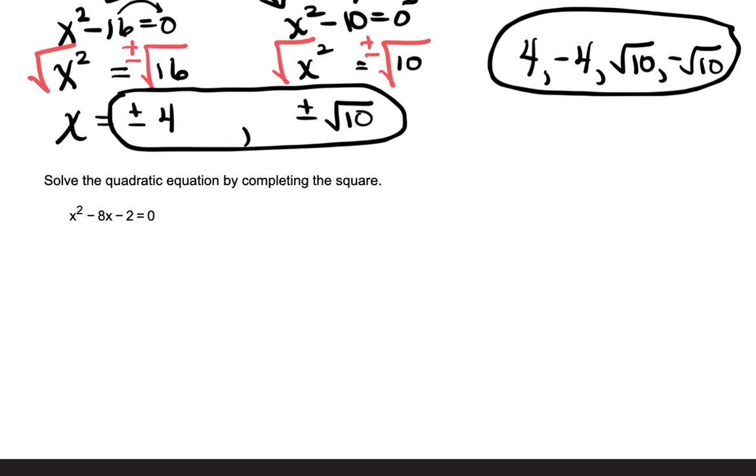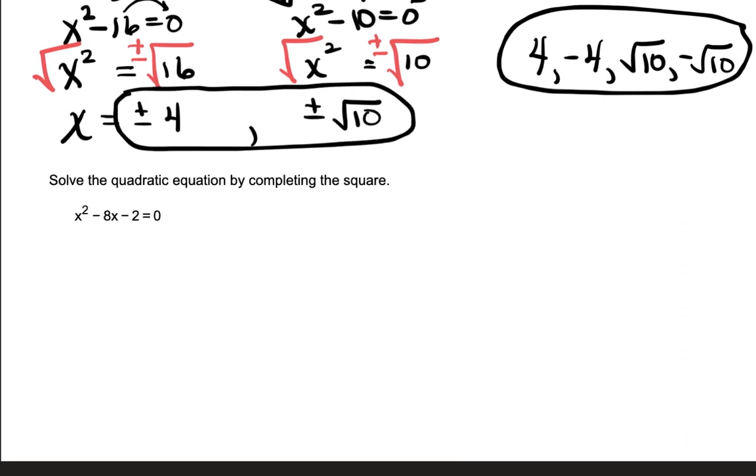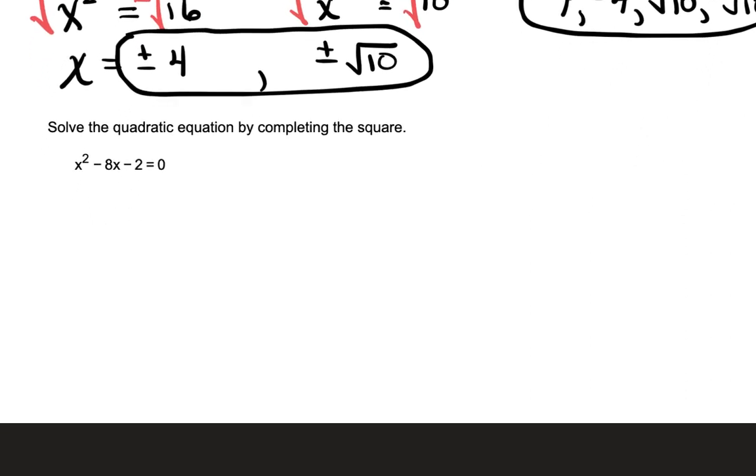All right, let's do completing the square. Very simply, for completing the square, you just have to remember the steps. The first thing you're going to do is clear the constant, which is the negative 2, to the other side. This is different than factoring. It's completing the square. Make sense?